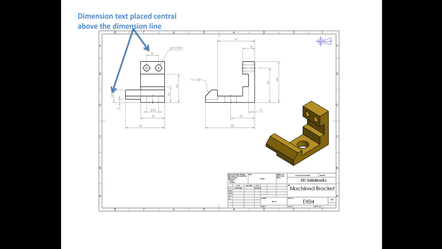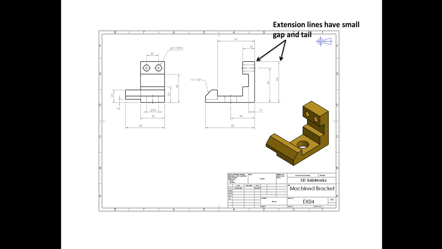Neatness and presentation make life easier for somebody manufacturing it. The dimension extension line should have a small gap. It's really poor quality drawings if the extension line touches the object. There needs to be a gap to differentiate between the two. A tail just left on. These are all things that are set up within the drawing, and we'll have a look at how we set these up shortly, but they must conform.